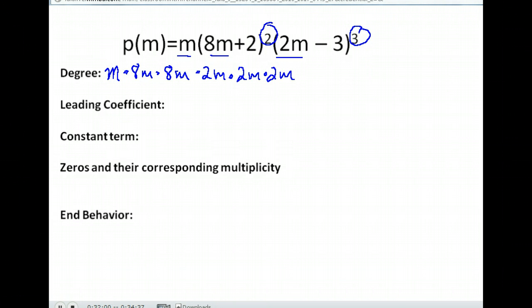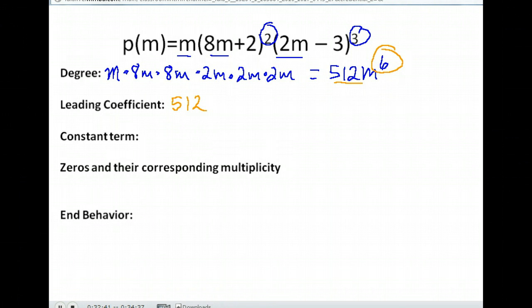Okay, multiply those numbers together. 1 times 8 is 8, times 8 is 64, times 2 is 128, 256, times 1 more 2 is 512. M's, we had 1, 2, 3, 4, 5, 6 m's. So m to the 6th. Our degree is the exponent, so we're degree 6. Our leading coefficient, 512.